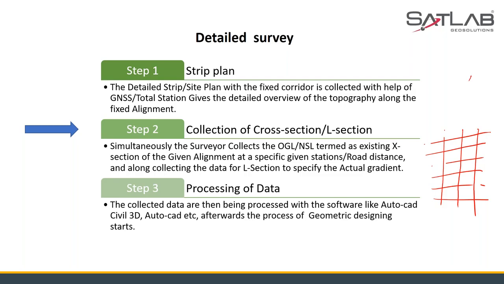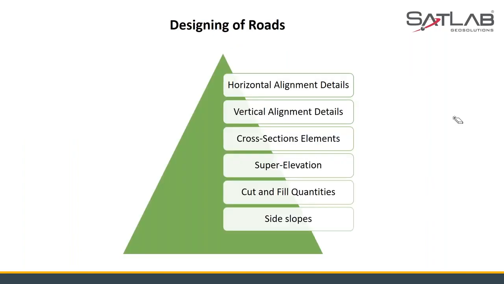The next step is the collection of cross sections and L sections. While doing the site plan and the strip plan, I'm collecting the cross sections. That is, I'm collecting the NSLs or OGLs, the natural surface level or the original ground level. Say, for example, this is my road, and I'm collecting my cross sections with a cross section interval of 10, 20. Simultaneously, we are collecting the data for my L section, that is my longitudinal section. The cross section is the section along the width of the road, and the L section, the longitudinal section, is the section along the length of the road. This will be my L section here. The L section helps us to fix the gradients and to design the profile.